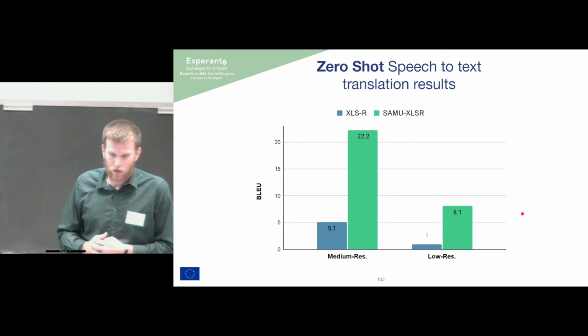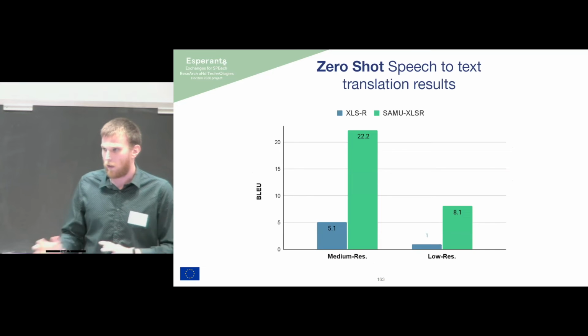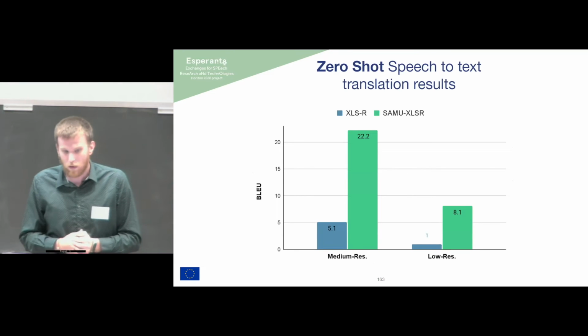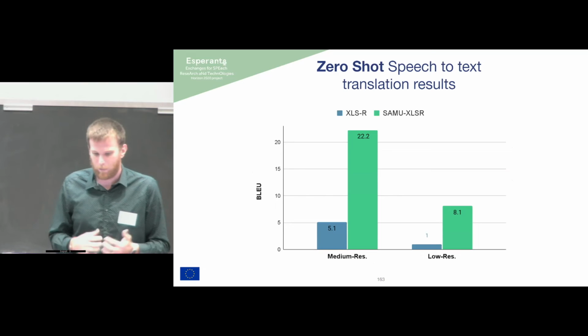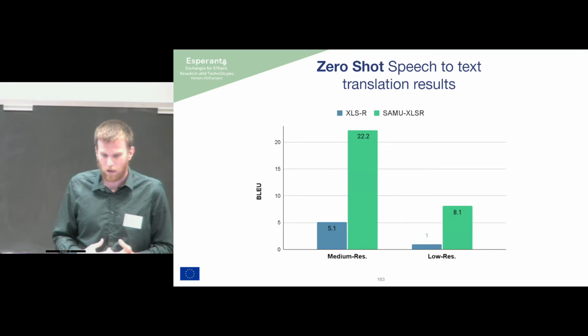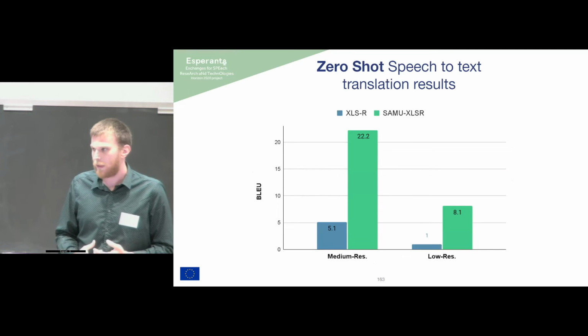So these are the results for the zero-shot on the medium and low resource languages. Again, we can see similar conclusions to the ones we were getting in the previous experiments, where the SAMU-XLSR speech encoder outperforms the XLSR model in the speech-to-text translation task.